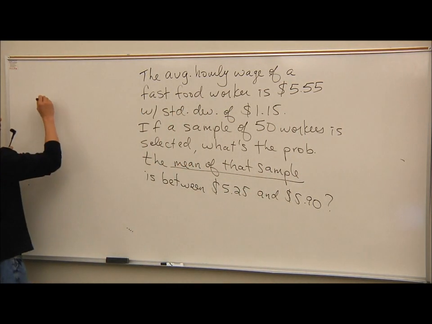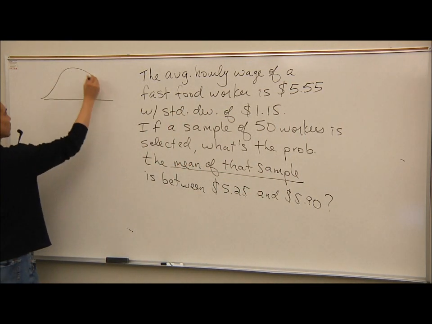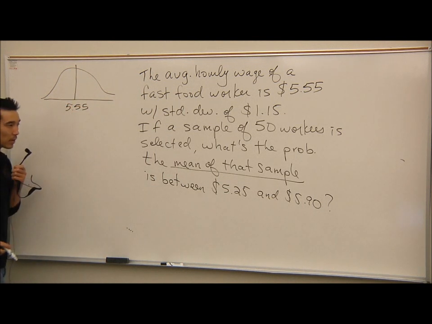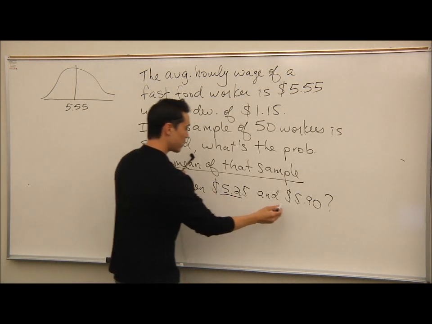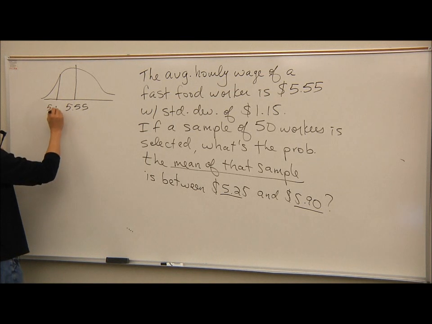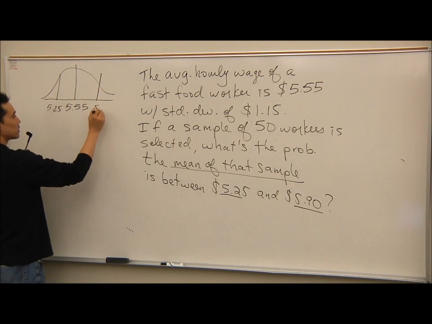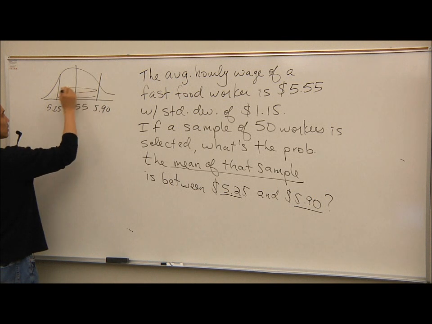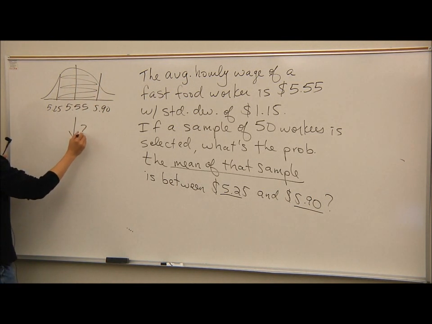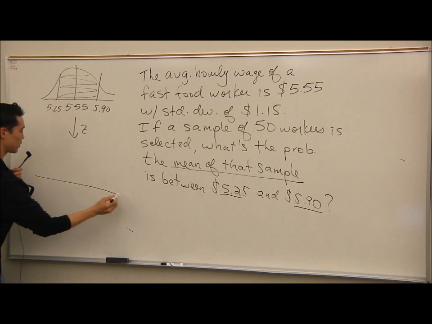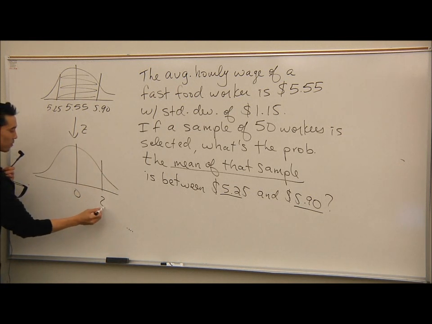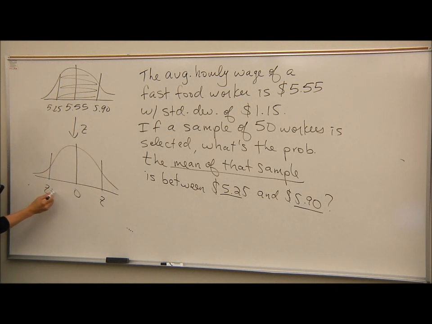So here's our setup. We have a normal distribution. The mean is 555. The area we're looking for is between 525 and 590. So 525 is a little bit to the left over here. 590 is a little bit to the right. And I want to know this area between these two. Okay? I have to transform this to a z standard distribution, which has a mean of 0. And I have to figure out these two z values. We have one out here and one out here.